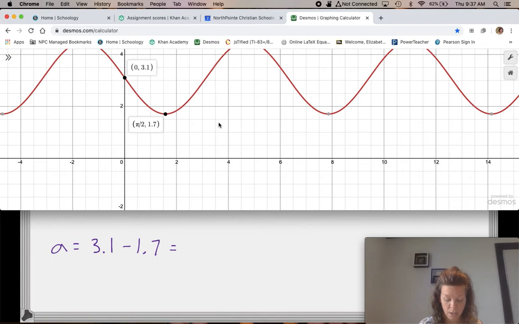You guys know arithmetic is not my strong suit. Okay, so I just subtracted that, and I got 1.4. Okay, so that would be our amplitude then.